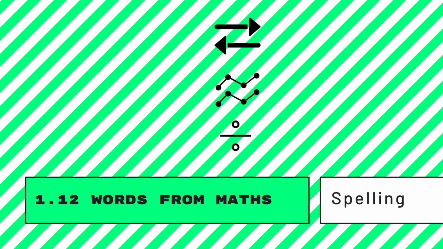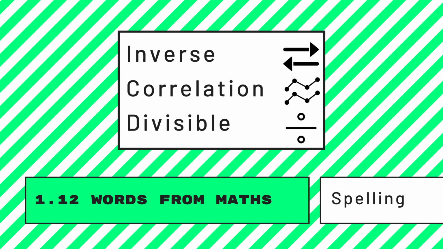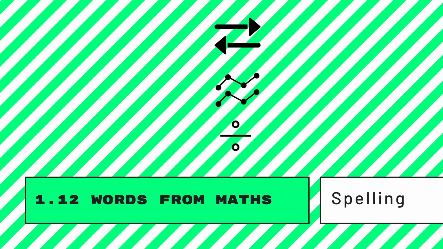And we'll try again, so inverse. Correlation. Divisible. There they are again. And finally, inverse. Correlation. And divisible. There we go.